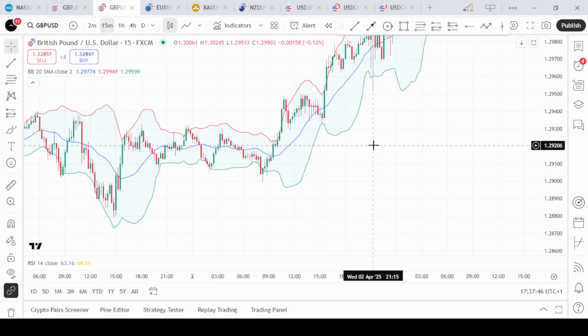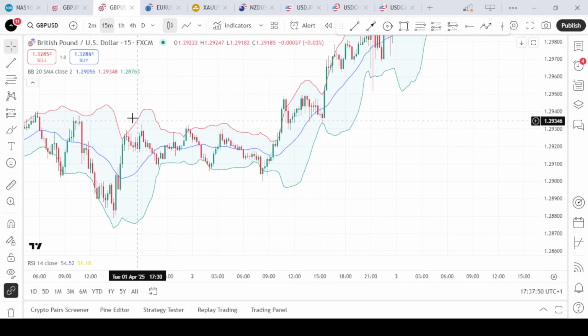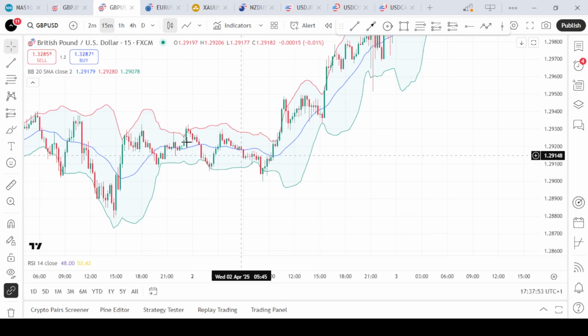It is in a contract state tightly around the middle band, and as we can see in this area, from here to here, we can see that it's tightly along the middle band. This is a contract phase in the market.